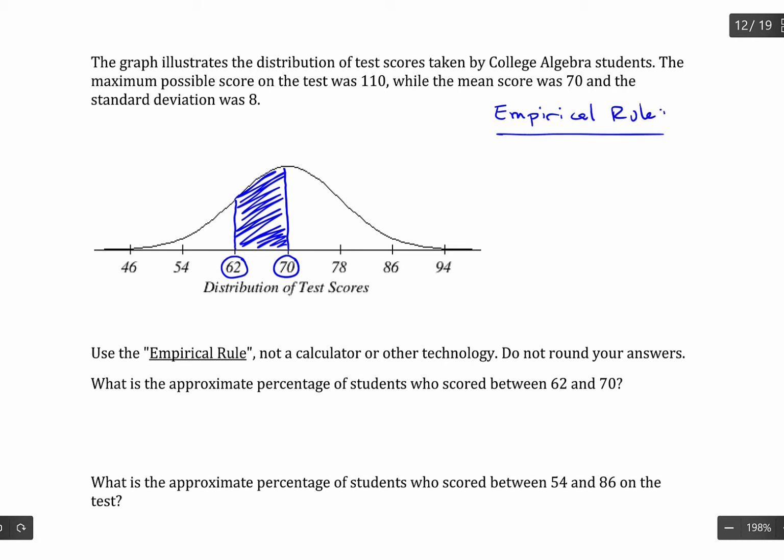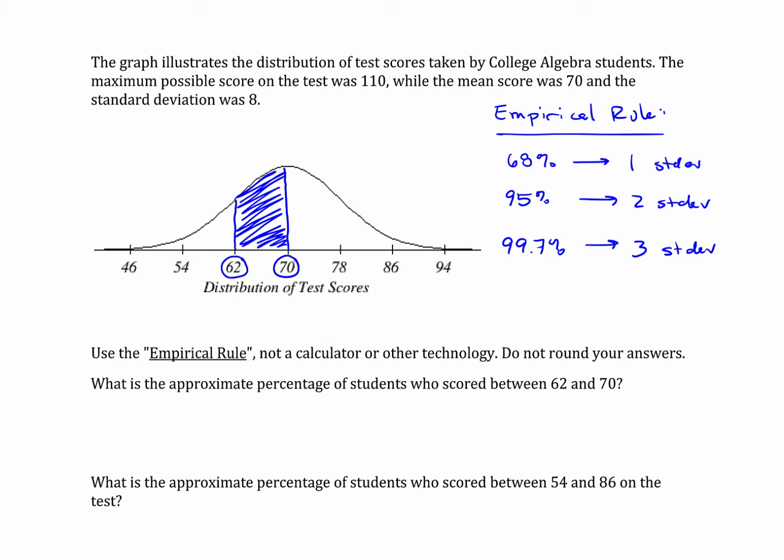So first, that there is about 68% of the data within one standard deviation of the mean. There's about 95% of your data within 2 standard deviations of the mean, and about 99.7% of the data within 3 standard deviations of the mean.